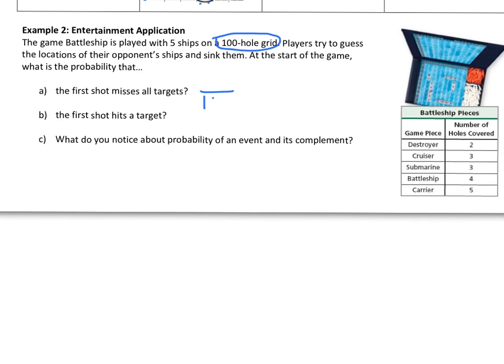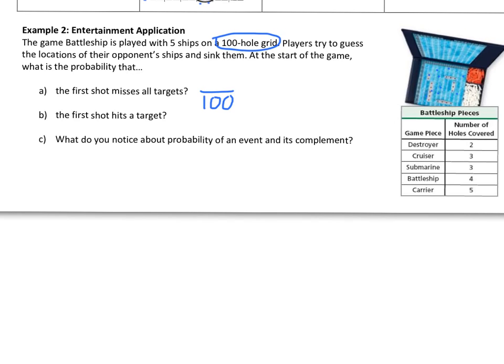So we know there's a possible 100 places that we could guess. We want the probability that it misses all the ships. In other words, it's going to land somewhere out here in the blue. So we have to figure out how many of those squares are not covered up by the ship.